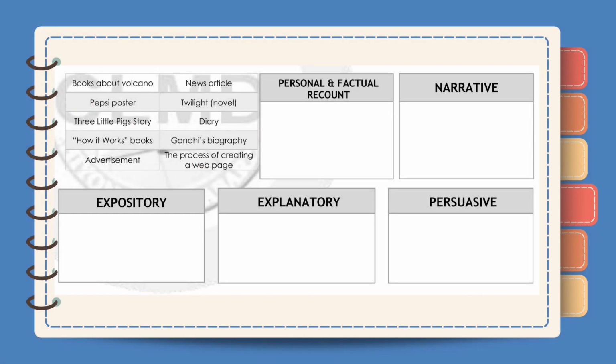So we have here 10 materials. We have books about volcano, Pepsi poster, Three Little Pig story, How It Works books, advertisement, news article, Twilight, diary, Gandhi's biography, the process of creating a web page. Copy and answer.